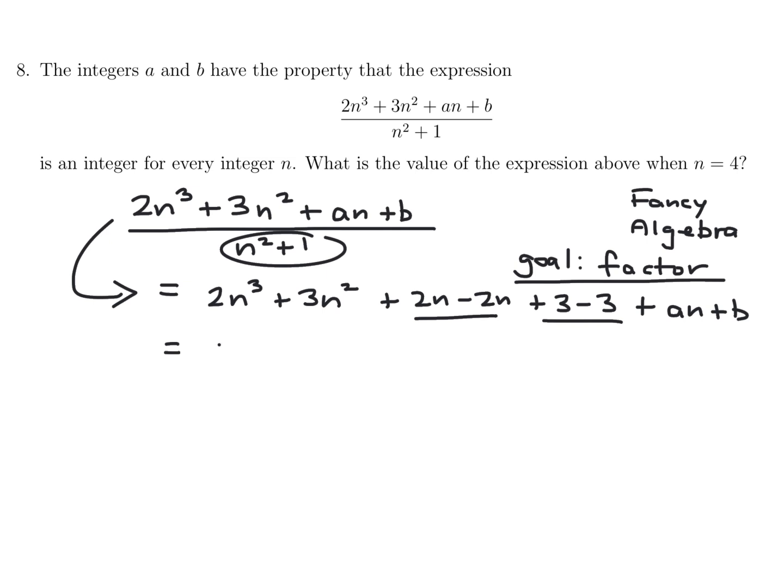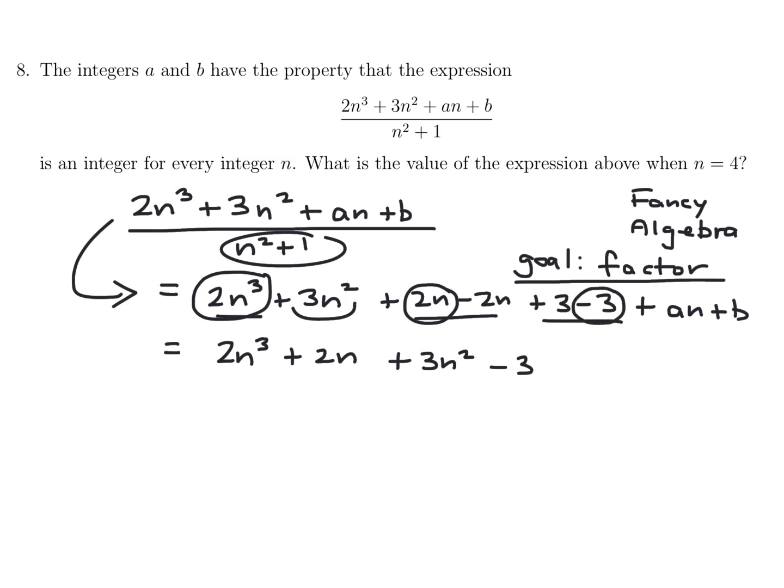So now we are going to regroup this a little bit. So this 2n, this guy and this guy. And then this 3n squared minus 3. So this one, and which one was it? This one, this minus 3. And then the an minus 2n. And then finally the b minus 3. Hold on a second. I think I did something wrong. This should be the plus, sorry, and that should be the minus. Okay. I think it's all well accounted for.